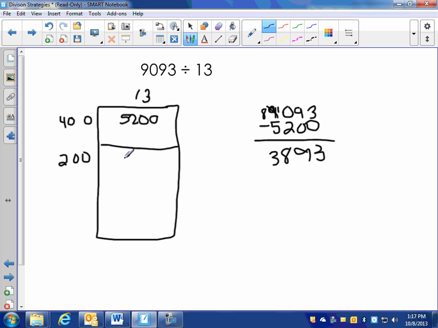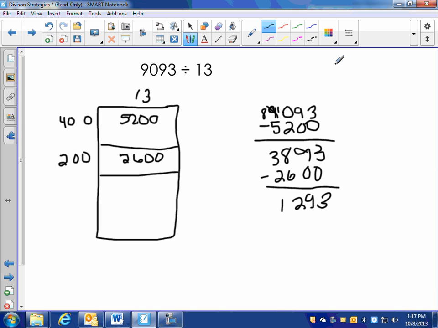So I know that 13 times 2 is 26. So this is going to give me 2,600. And that's the next chunk to take away. And now even 13 times 100 is going to be too big.